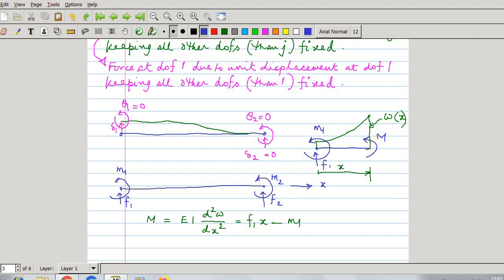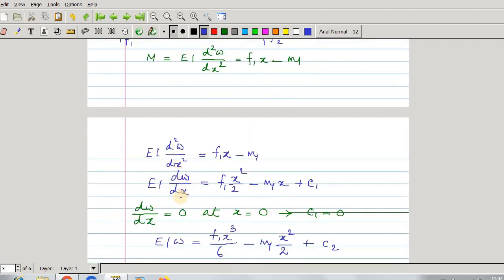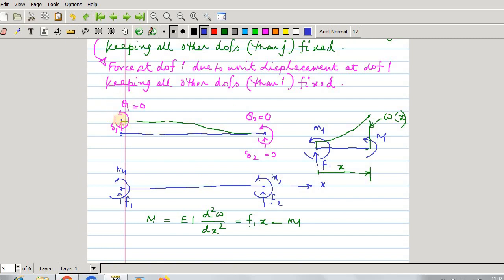So about this point, we are taking moment about this point, M. Capital M minus F1 x plus M1 equal to 0. So M is equal to F1 x minus M1. Now starting from this, if you integrate, so this is EI dw/dx, and the boundary condition is dw/dx is equal to 0 at x equal to 0, because here you are not allowed to give any slope.